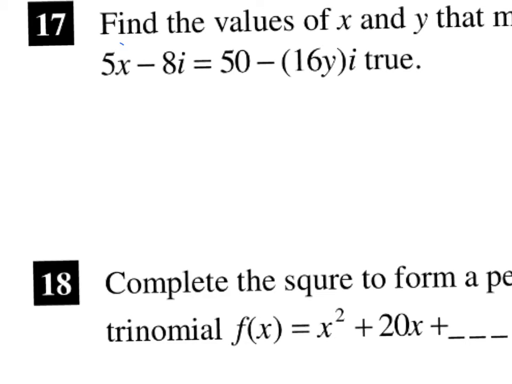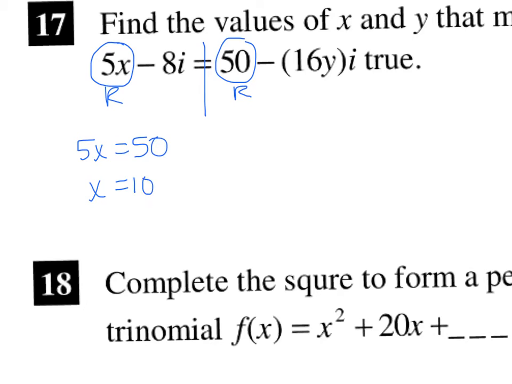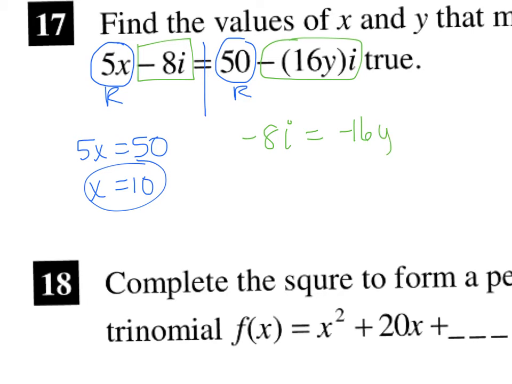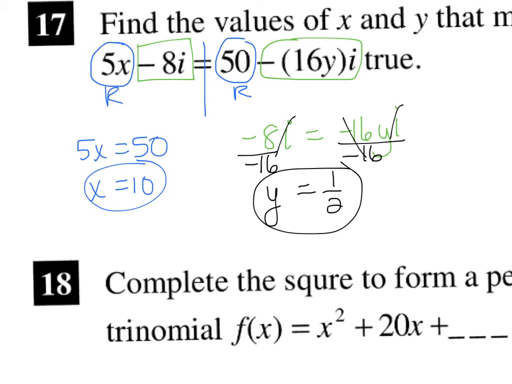Same procedure on number 17. 5x is real on the left, 50 is real on the right. So 5x equals 50, which means x equals 10. Now the imaginary parts get set equal. Negative 8i equals negative 16yi. So we'll cancel out the i's, divide both sides by negative 16, and y is positive 1/2.